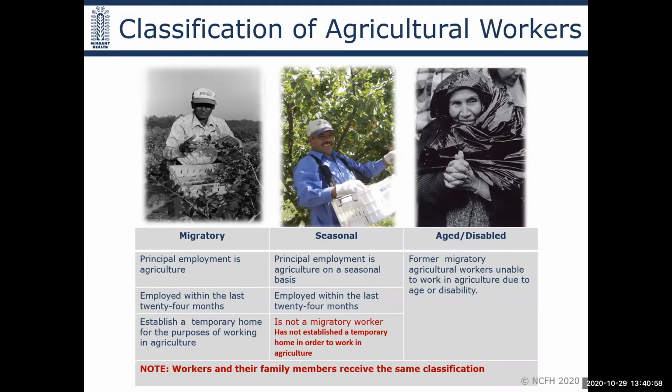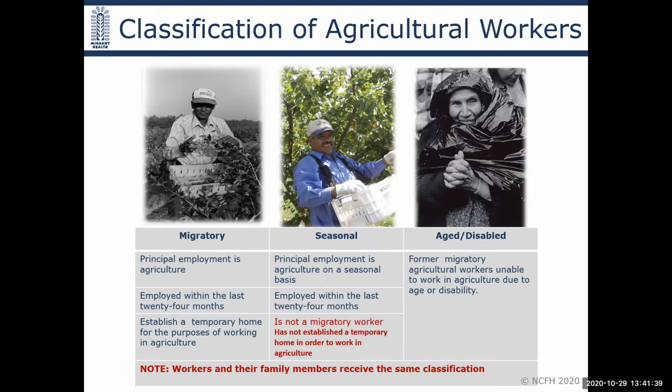And then when we talk about classification of ag workers, these are the definitions of ag worker as defined by Section 330G of the Public Health Service Act. So we have three types of ag workers: migratory, whose principal employment is in agriculture. They've been employed in agriculture within the last 24 months at some point, and they have to establish a temporary home for the purposes of working in agriculture. So that means they have to travel somewhere or establish a temporary home that could be state to state in another state, or could be somewhere within the same state, but they have to establish a temporary home in order to do that work. So that's a migratory worker.